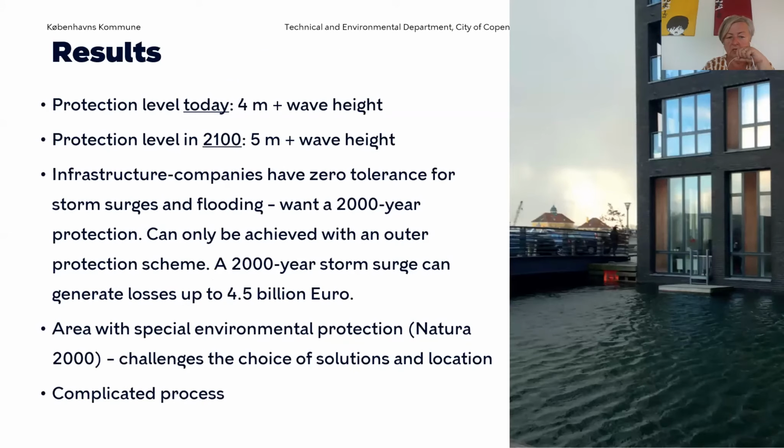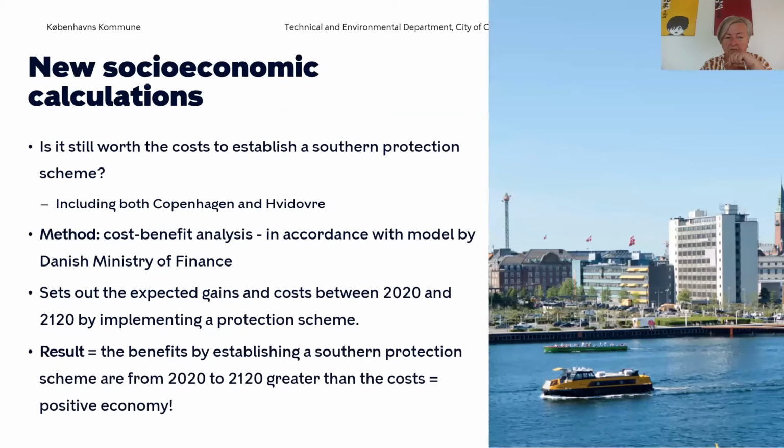So we want to have a protection level in the future of 5 meters plus height of the waves. We have a number of infrastructure companies that have a zero tolerance for storm surges and flooding, where we are saying a 1,000-year event is our protection level. They want a 2,000-year protection. That's what we're looking for at the moment. And as I said, this is an area with special environmental protection, which really makes it difficult.